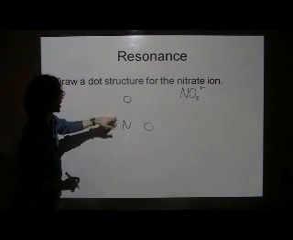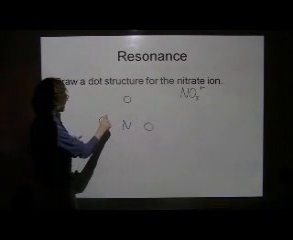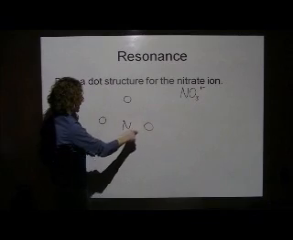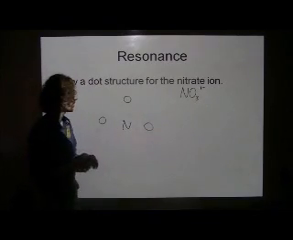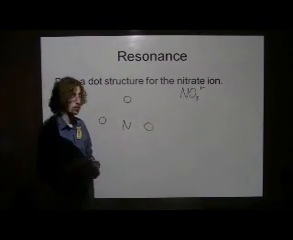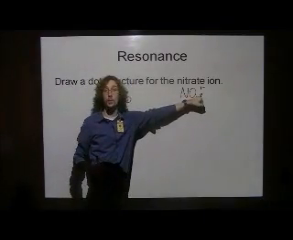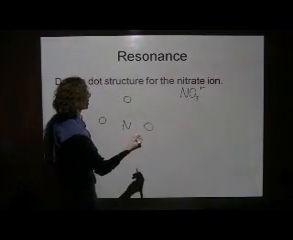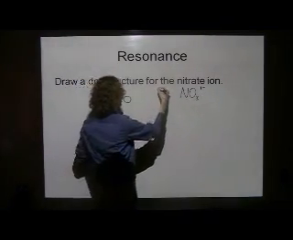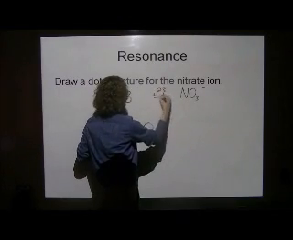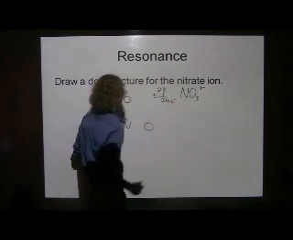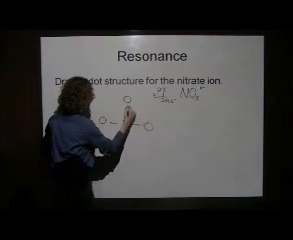Okay, so we start off the same way. Let's figure out how many electrons we have. 6 from each oxygen is 18, plus 5 from nitrogen is 23, plus 1 more, because it has a 1- charge, is going to start us off with 24 electrons. So 23 plus the extra electron is 24 electrons. Okay, we draw our bonds in like before.